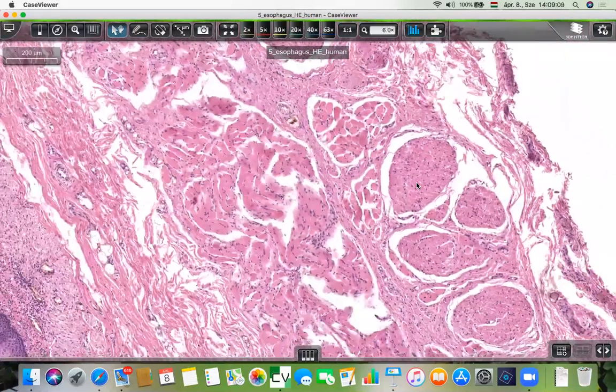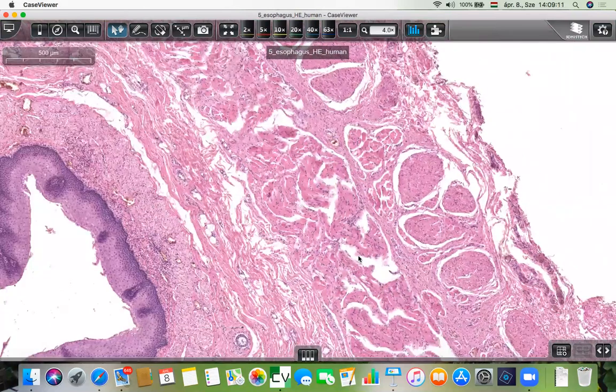But when we decrease the magnification, we can see the majority of the muscle cells are striated muscle cells, and we have smooth muscle cells as well.